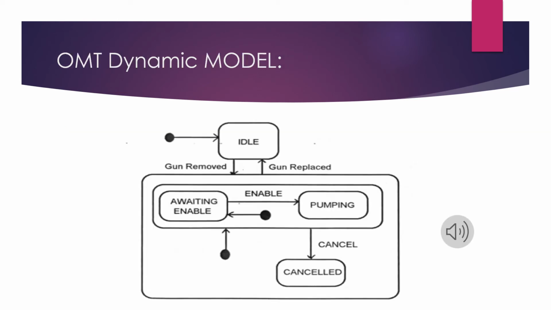Let's see the example of the OMT dynamic model. The first box is idle, the second box is awaiting enable, the third box is pumping, and the fourth box is cancelled. In idle, gun removed and gun replaced are the functions and processes of the state. Awaiting enable leads to pumping, that is enable. Awaiting enable, pumping, and then the pumping function is cancelled. The idle function. These are the processes of the OMT dynamic model example.